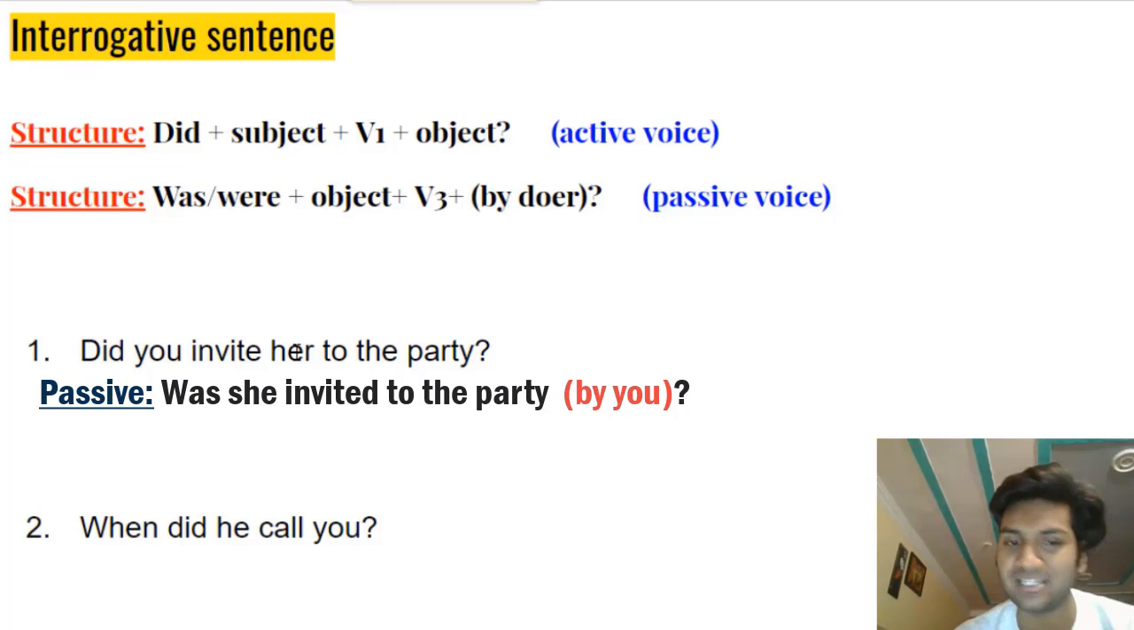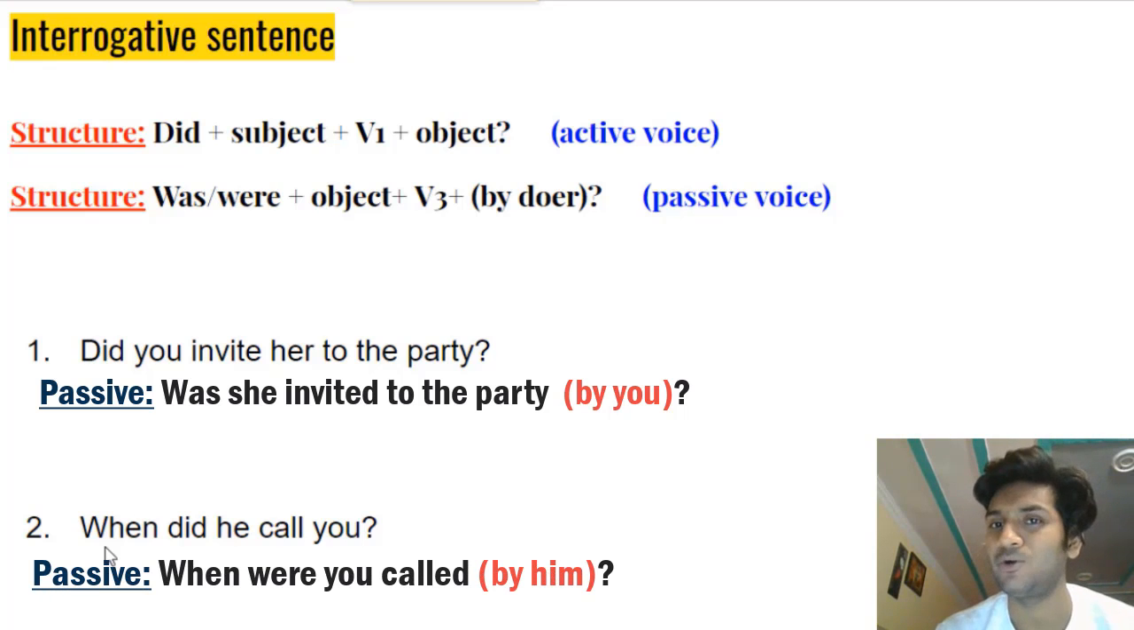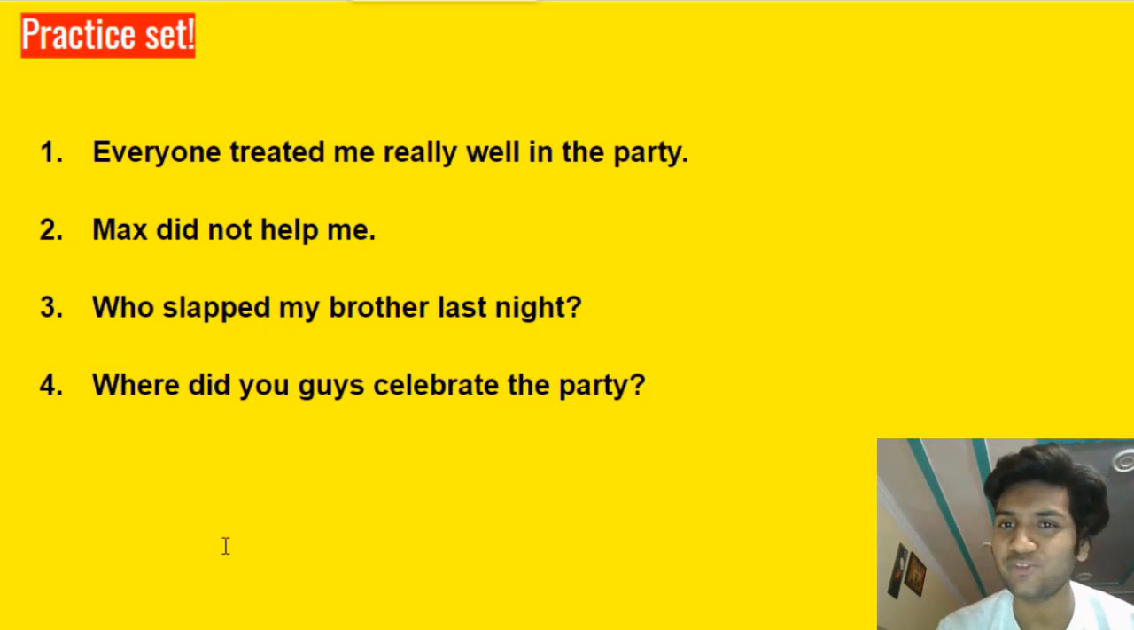Simple, right? Second example, when did he call you? Call whom? You. You is the object and it will become the subject in the passive voice. When were you called by him? Or when were you called, if you already know the doer of the action. That's how you change an interrogative sentence in the active voice into the passive voice.